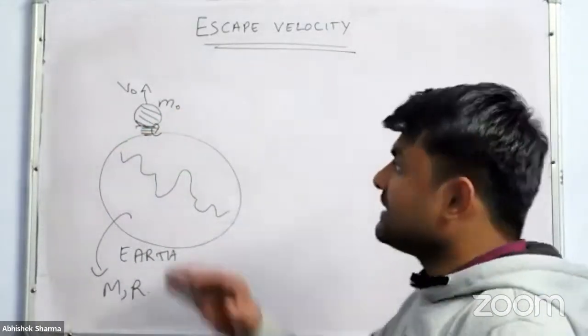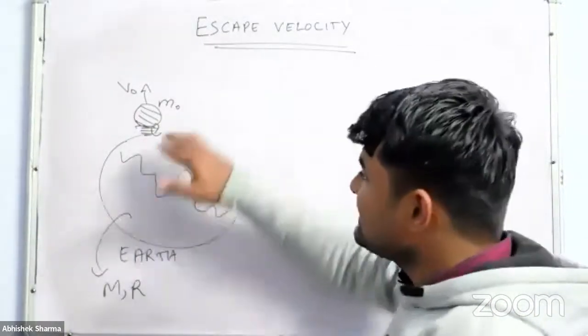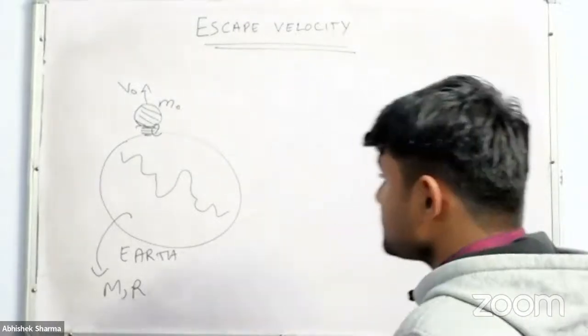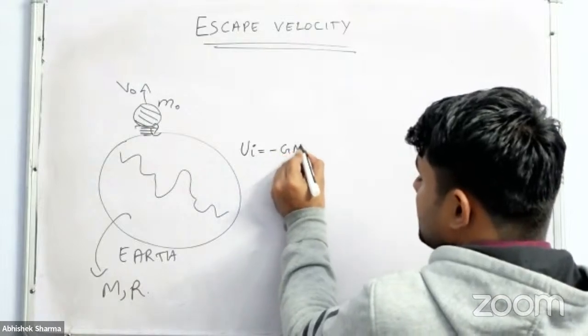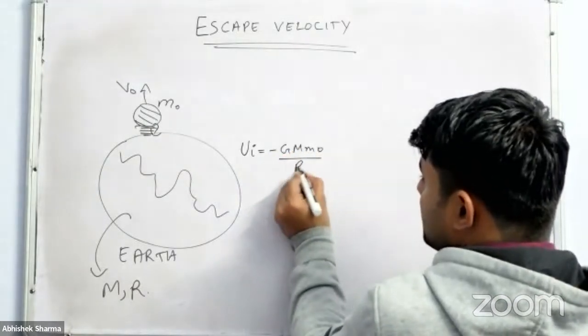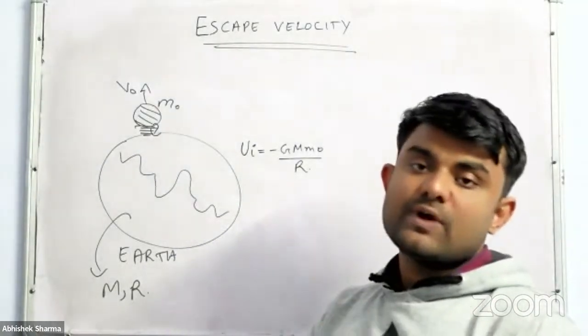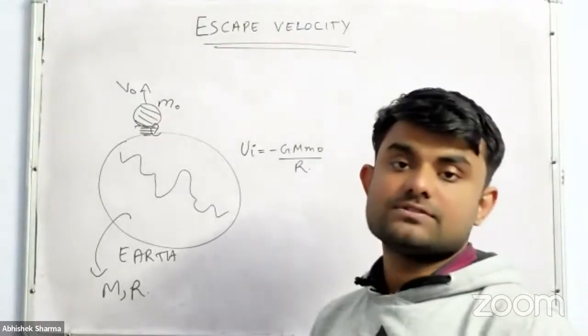Now we'll see that this m naught is at the Earth's surface. When this m naught is at the Earth's surface, it means its potential energy is equal to, and on the Earth's surface, it's been provided a velocity which we will find out as escape velocity.